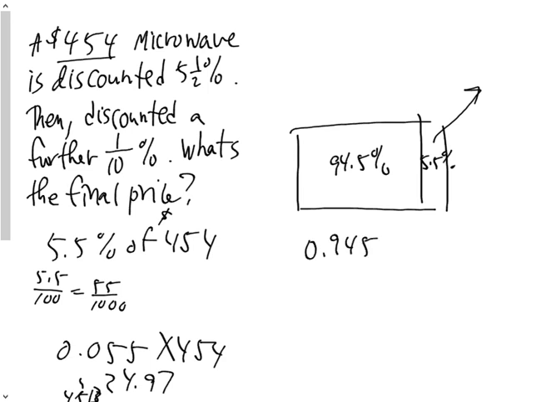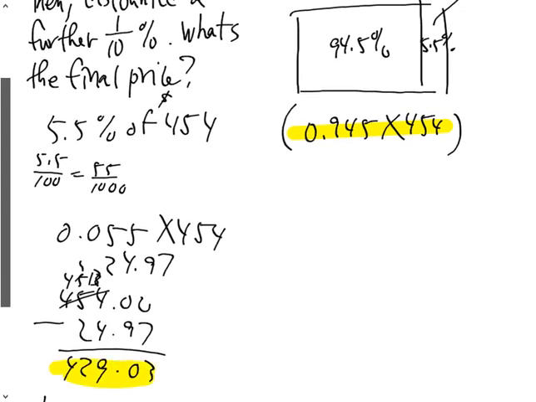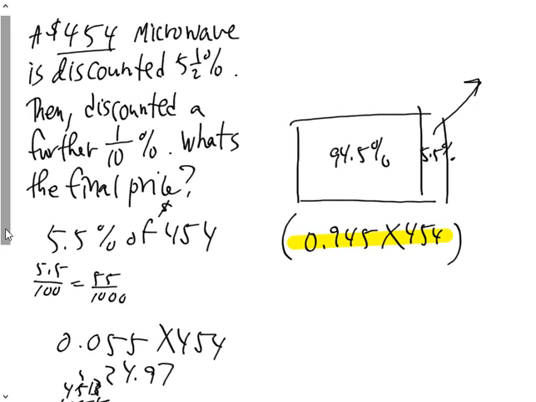That's 94.5% represented as a decimal. So 94.5% of the 454. This amount here that's now highlighted in yellow represents the discounted price after the initial 5.5%. And if I solve that, it should give us, I believe, this number right here. Is that correct? So what do we do with that number after we figured that out? We then had to take an additional how much off? A tenth of a percent.